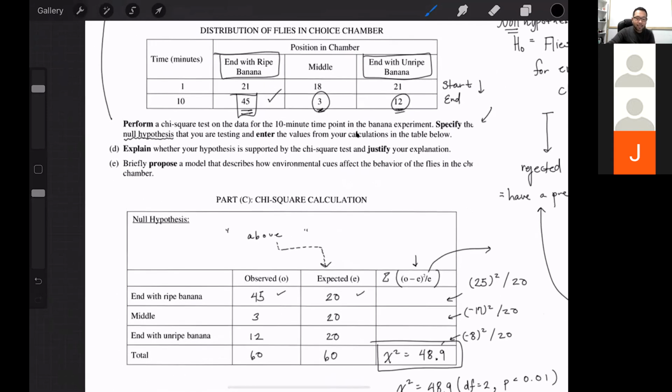Now let's take a look at E. Briefly propose a model that describes how environmental cues affect the behavior of flies in the choice chamber. Oh, that got a little bit cut off there. All right, so let me tell you a little bit about this. This is a question that you probably wouldn't have seen even if this year's test was normal. And the reason is, what we're looking at here is a question that asks a little bit about physiology.